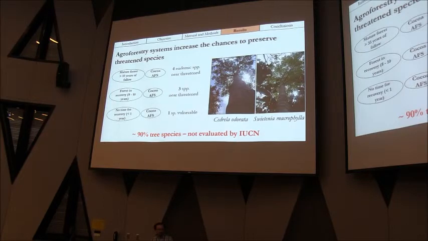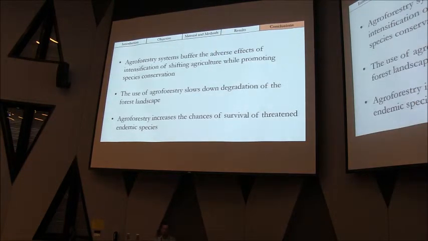So that leads us to some final points: in fact, agroforestry seems to buffer those adverse effects of the intensification of shifting agriculture by promoting species conservation. And also, the use of agroforestry in shifting agriculture seems to slow down the degradation of the forest landscape. And finally, agroforestry increases the chances for survival of threatened endemic species.